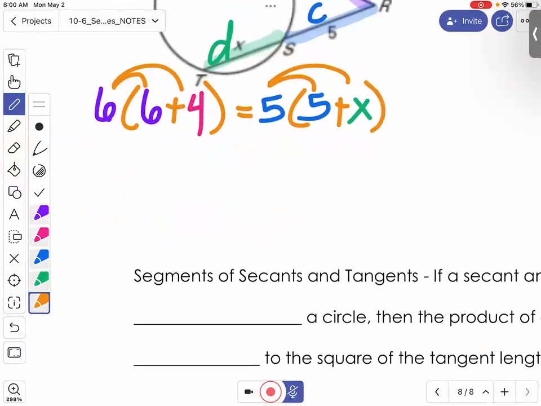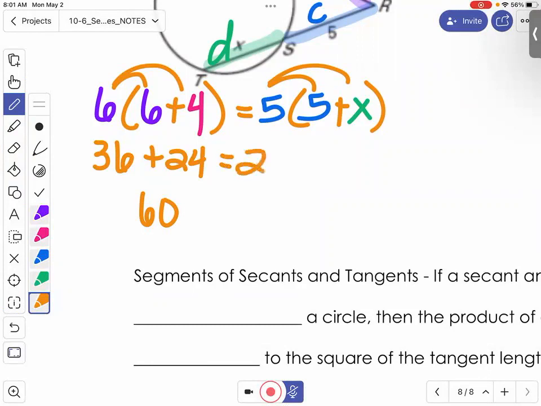So let's do that now. 6 times 6, 36. 6 times 4, 24. Or you can add together the 6 and 4 first in the parentheses and then multiply that by 6. You're still going to get the same value of 60. But for the practice of distribution, that's why I did it that way. And now the other side, 5 times 5, 25, plus 5 times X, 5X.